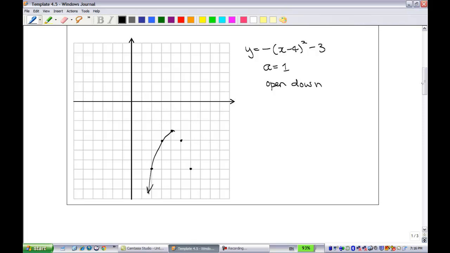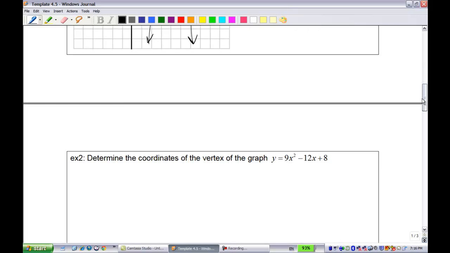It doesn't have any x-intercepts. The y-intercept we could find certainly. But there we go. So let's take a look at a second example.